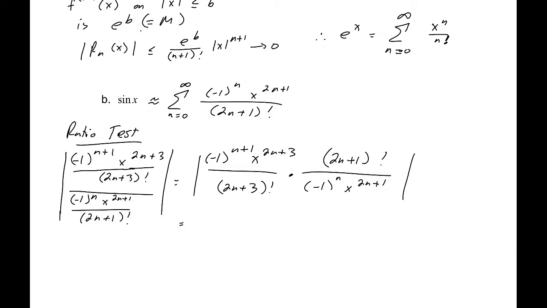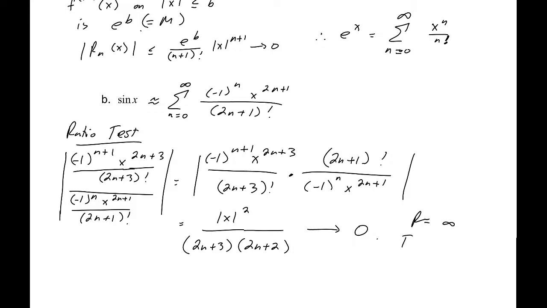Which is then equal to, I'm going to go ahead and drop off the (-1) to the n. The absolute value of the -1 term is just 1. So this is going to be the absolute value of x squared, and with the factorials, we get left with (2n plus 3)(2n plus 2). And this converges to 0. So our radius of convergence is infinity. Our interval of convergence is negative infinity to infinity.